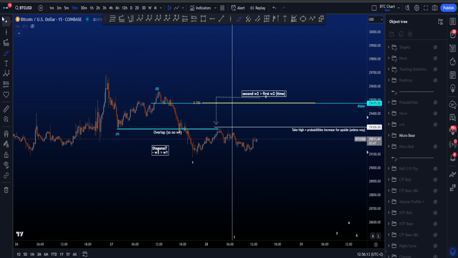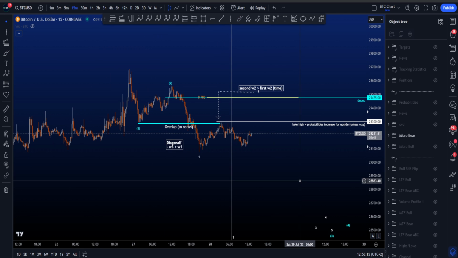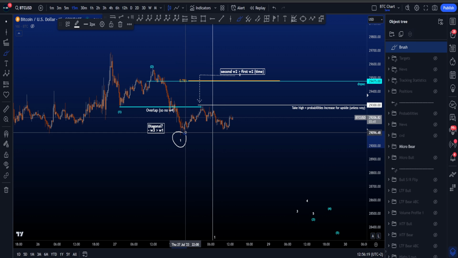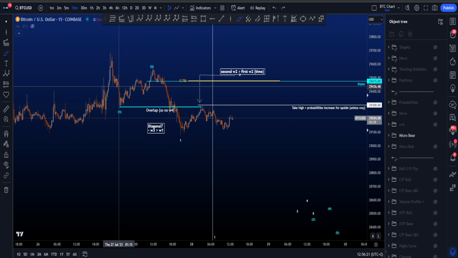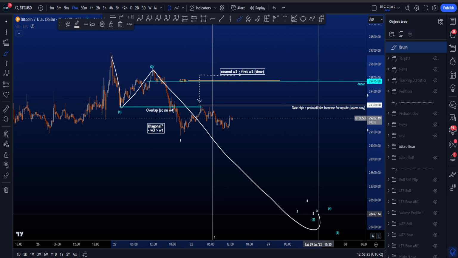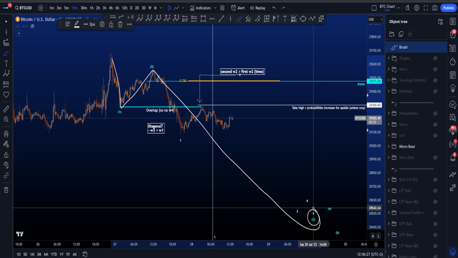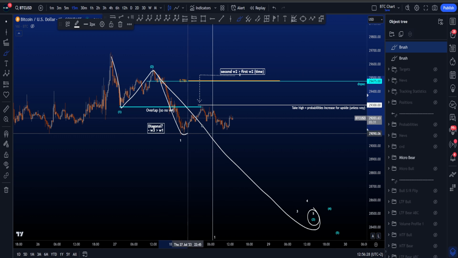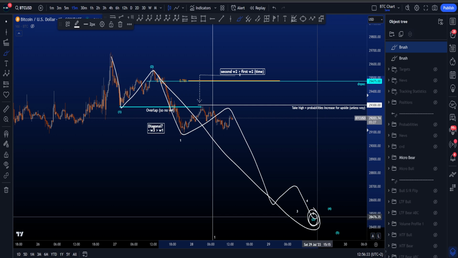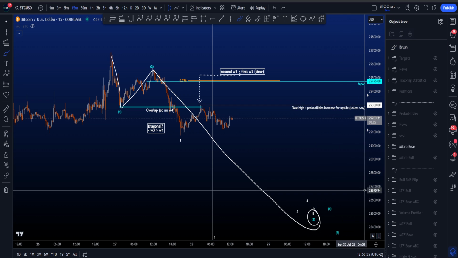So what you see in a double 1, 2 is the blue count and the white count. The white count is a lower degree Elliott Wave count, meaning we have the blue 1 and the blue 2, and then inside the blue wave 3, we have the white count being a 1, 2, 3, 4, 5 to finish blue 3, and then you have blue 4 and eventually blue 5.